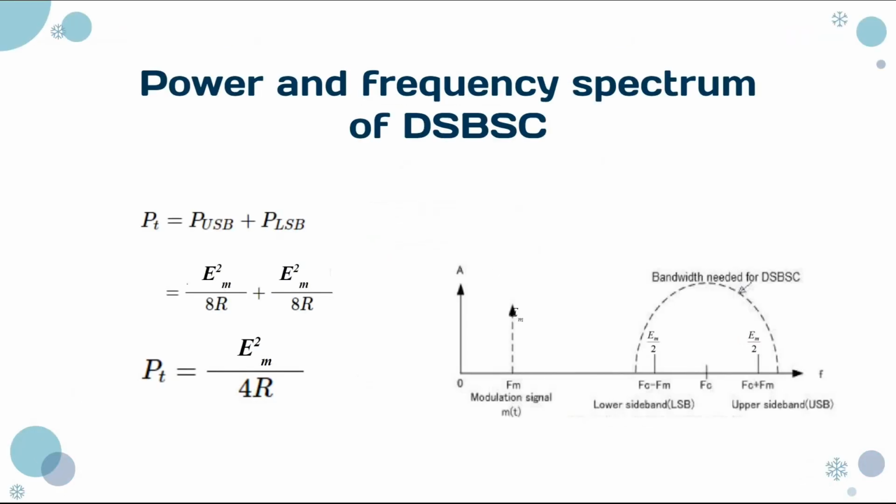Next is the power and frequency spectrum. The total power of the signal can be obtained by adding the power of both sidebands to obtain E squared m divided by 4R. The frequency spectrum illustrates the amplitude of the components of the signal at its respective frequency, and the bandwidth of the signal is equal to 2 fm.